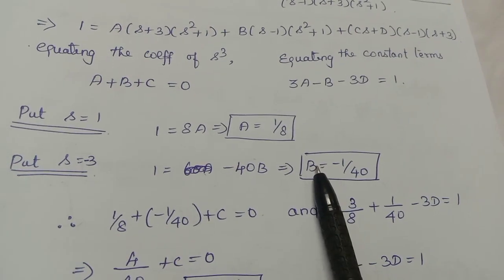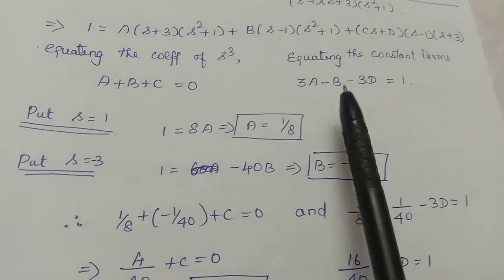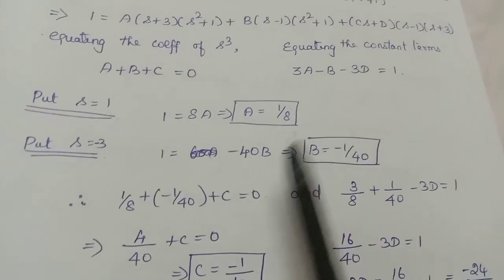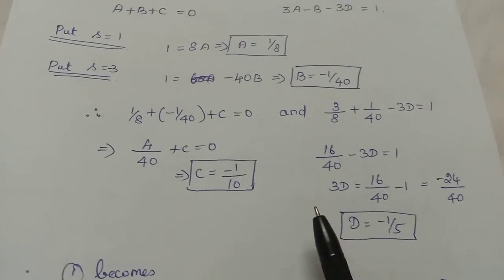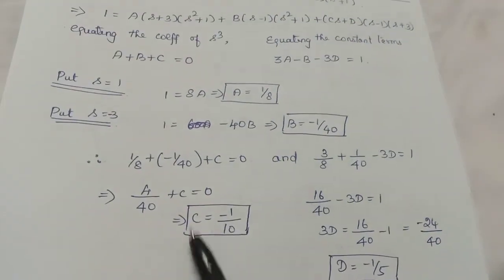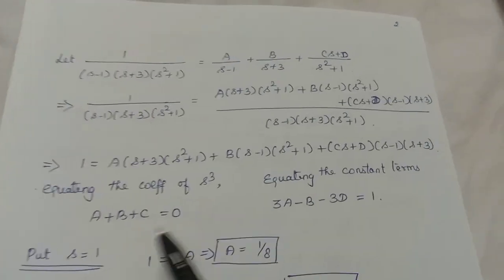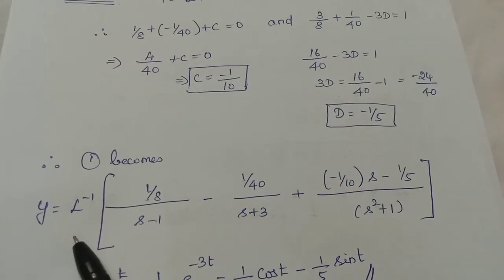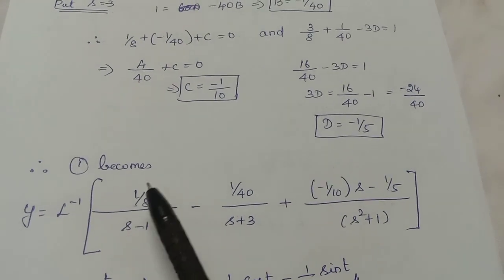Now I know the values of a and b. Substitute the values of a and b in both the equations so that you can obtain the values of c and d. After obtaining the values of a, b, c, d, you substitute them in equation number 1. So what you get? y equals L inverse of a by s minus 1.